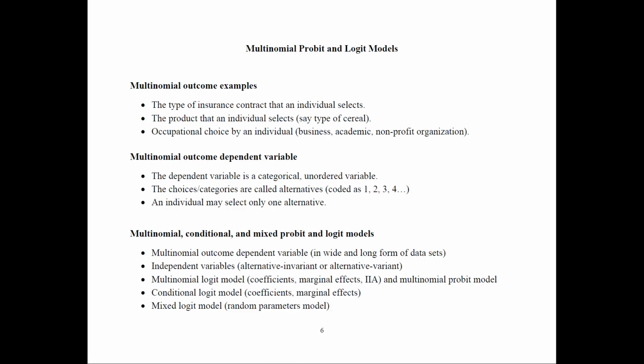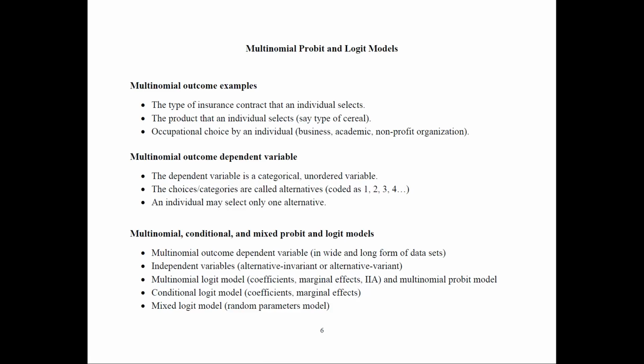The dependent variable here is categorical, and it's also an unordered variable. So we can code these categories or choices as 1, 2, 3, 4, or any other numbers, or just leave it as the categories, because the numbers don't mean anything in this case. And in this case, an individual may select only one alternative. So only one choice is allowed for each individual in these kinds of models.